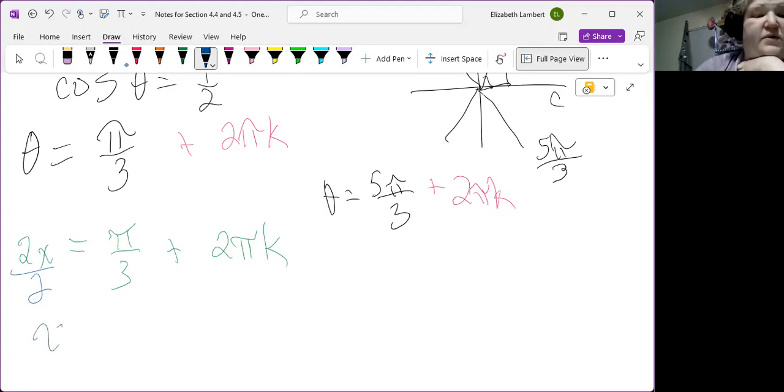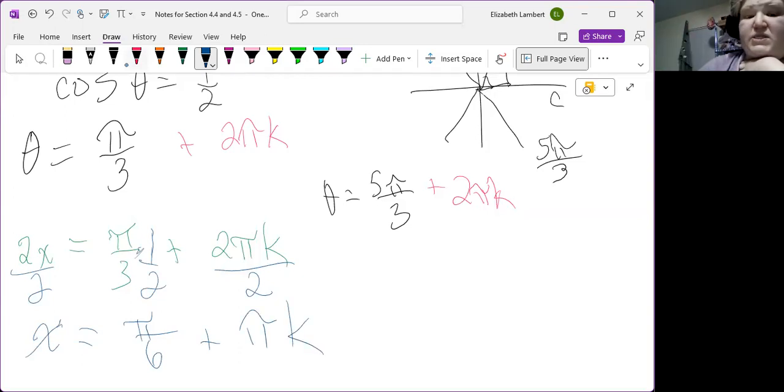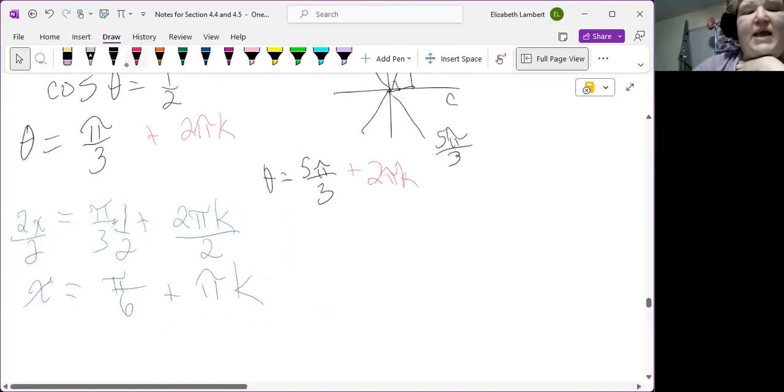All right, so we have divide by 2, divide by 2. So here, this divide by 2 is really the same as times 1/2. So we have x equals pi over 6 now, plus pi k. So if we're answering between 0 and 2 pi, my k value, when I put 1 in, pi plus pi over 6 is still within my unit circle. And then same thing over here.